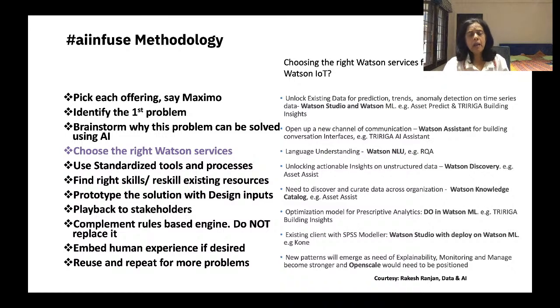That's important. Many times there are rules. There's a lot of confusion, and I'll not get into that right now. Rules based systems and AI systems are both very different, right? So don't try to replace rules based systems with AI based systems. Embed human experience, most important, right? The learning will come if you embed human experience. So the learning is very important. And reuse and repeat for more problems, right? So you may go back and start doing it for some other use case.